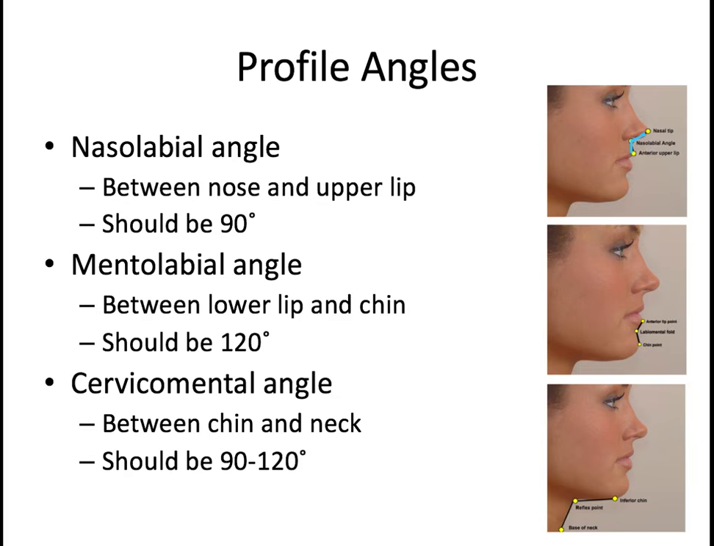And lastly, we have the cervico-mental angle. This one goes from menton, which is base of the chin again, to R point or reflex point, that's the depth of the throat, and then to the base of the neck. This one has a pretty large range. It goes from 90 degrees up to 120 degrees. Major considerations of this one are gender, soft tissue sag from aging, and body weight.